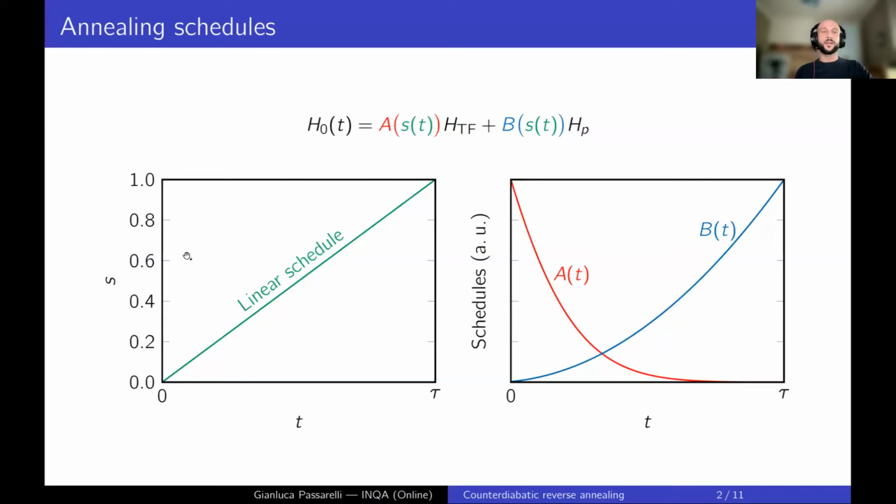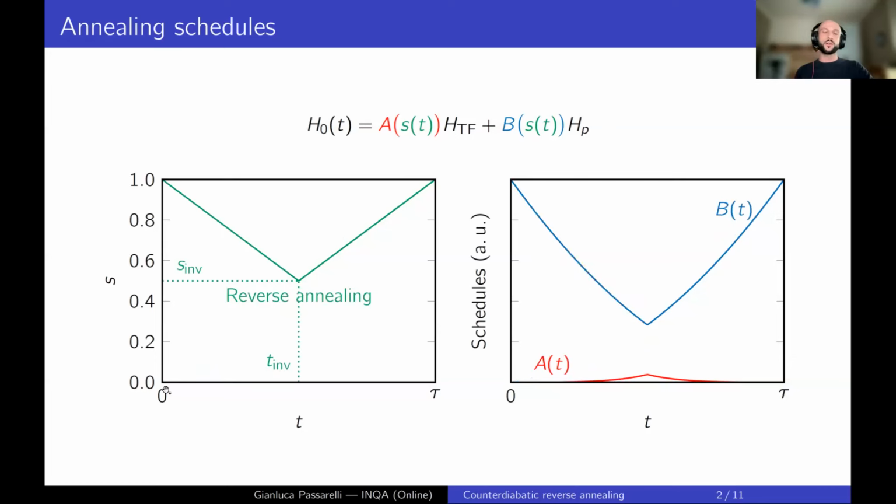When your control parameter looks like this, the resulting annealing schedules are something like this. The strength of the transverse field goes down in time, whereas the strength of the problem Hamiltonian increases. So if you change the shape of this control field, you can also change the shape of the annealing schedules. For example, instead of starting from s equals 0, you can start from s equals 1. In this way, you see that the Hamiltonian at t equals 0 only contains the problem Hamiltonian term because the strength of the transverse field is 0.